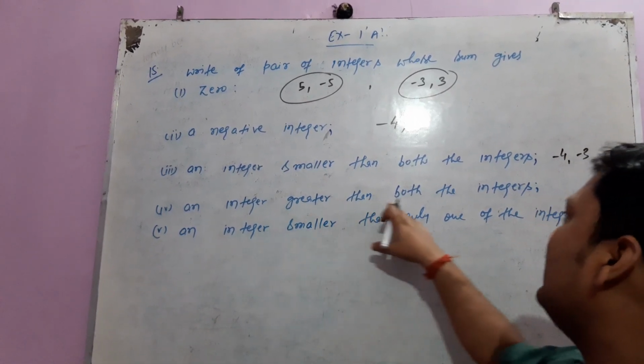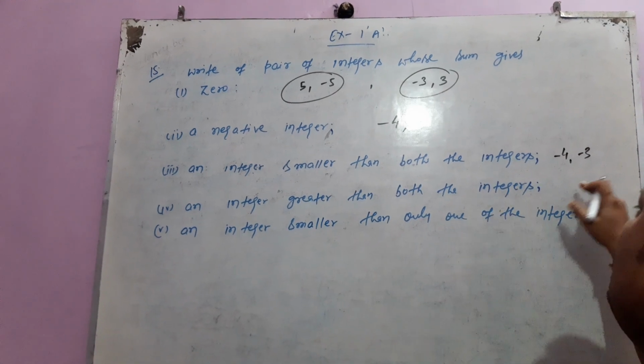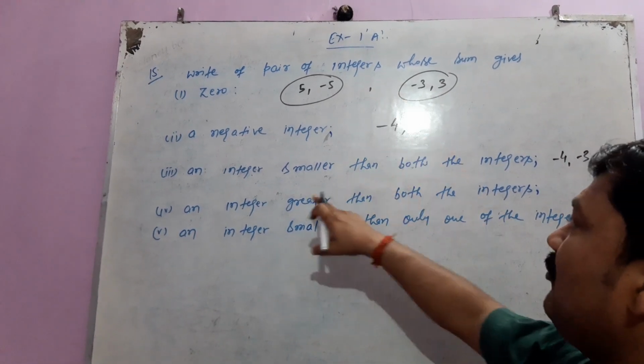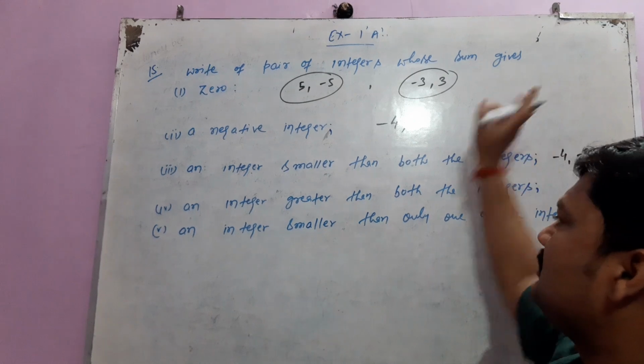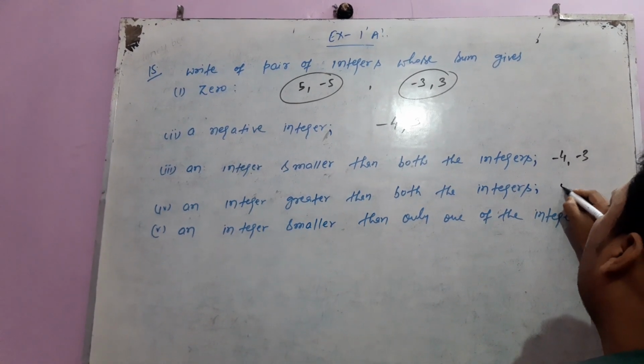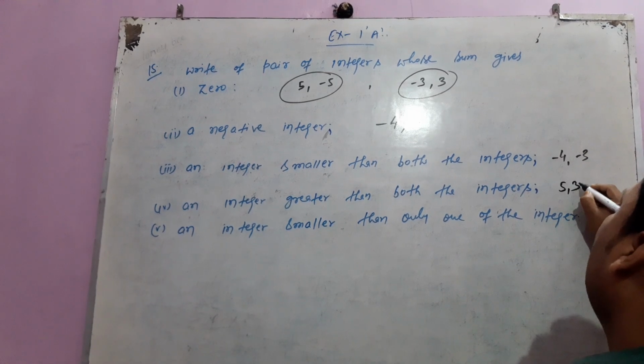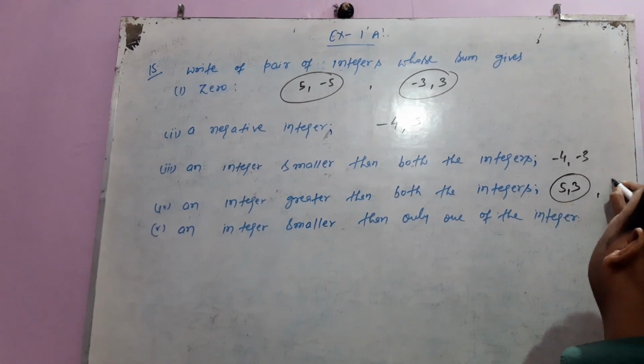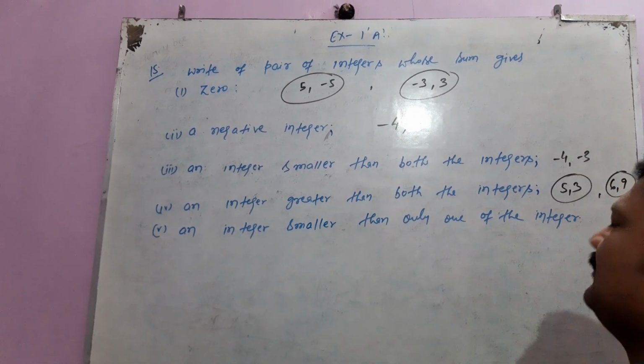Next, an integer greater than both of the integers. So when it is given that you have to write a pair of integers whose sum gives an integer greater than both of the integers, then you have to take both positive integers. For example, the pair of 5 and 3, or the pair of 6 and 9, etc.